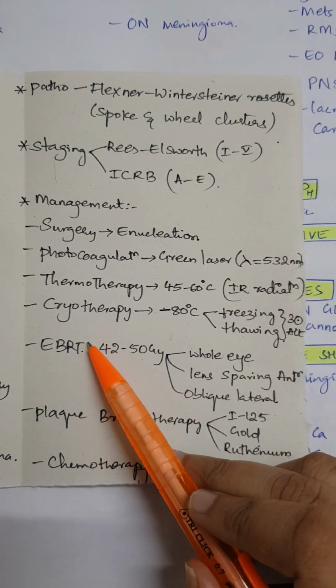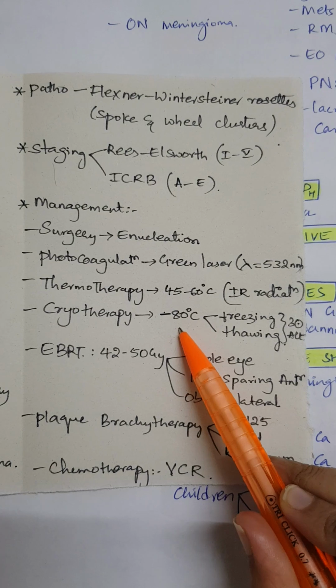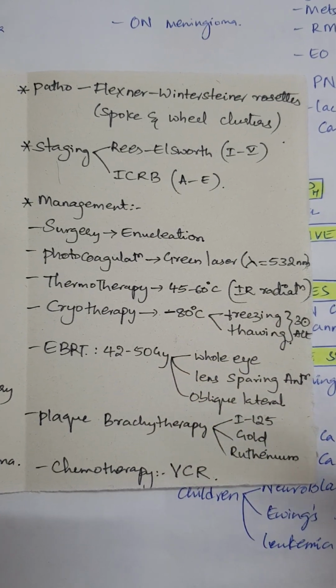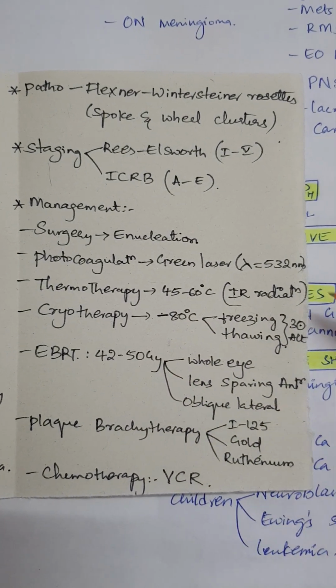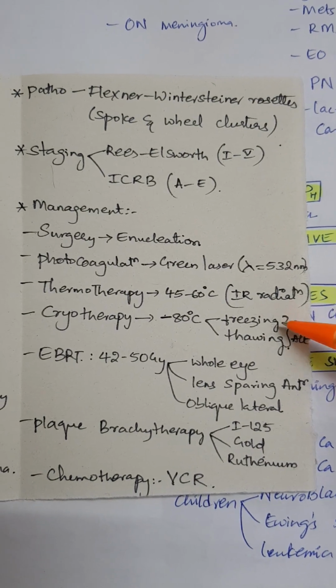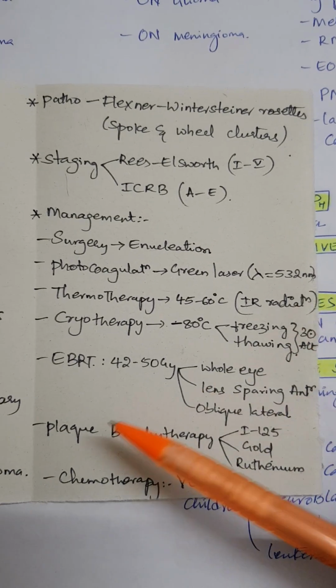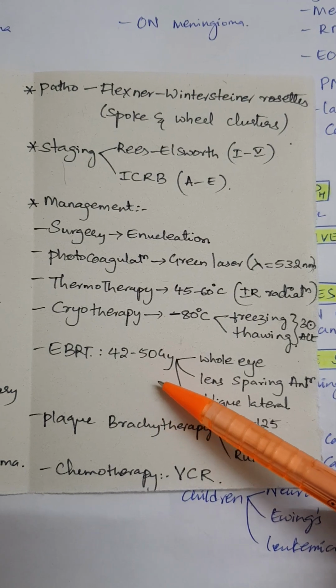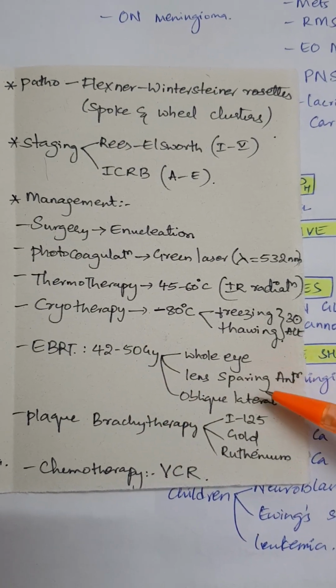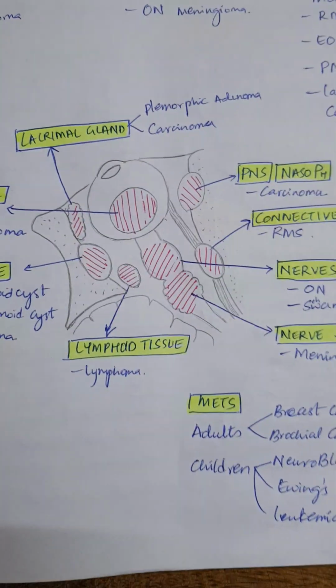And cryotherapy where minus 80 degrees Celsius for temperature is used using the cryoprobe, where 3 cycles of alternate freezing and thawing is done. EBRT, the dose is 42 to 50 gray. You can give whole eye, lens sparing or oblique lateral. It can be like this.